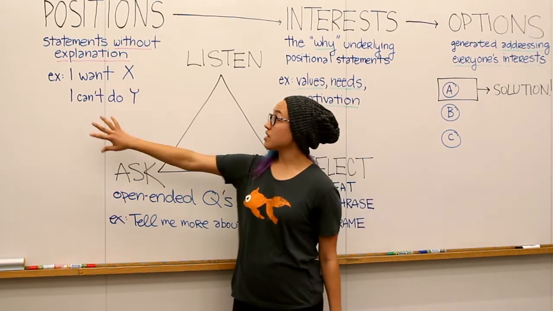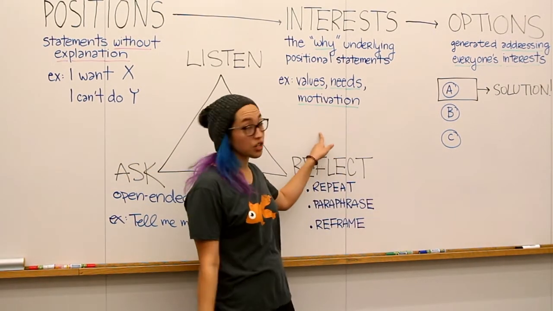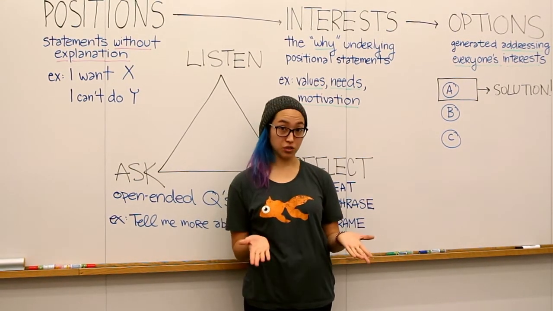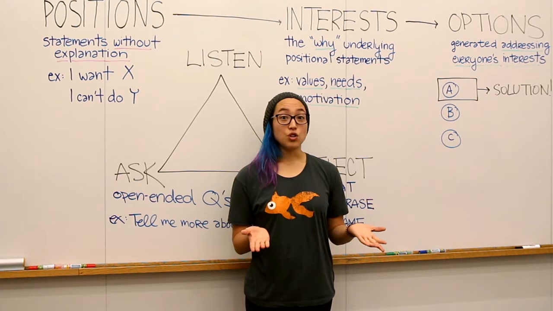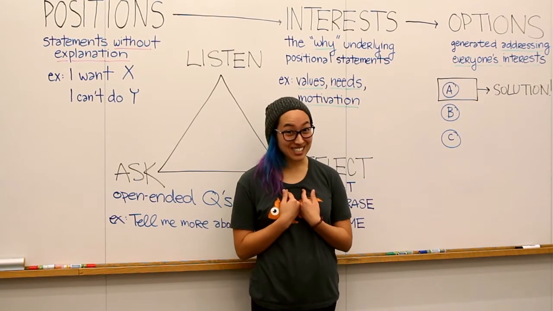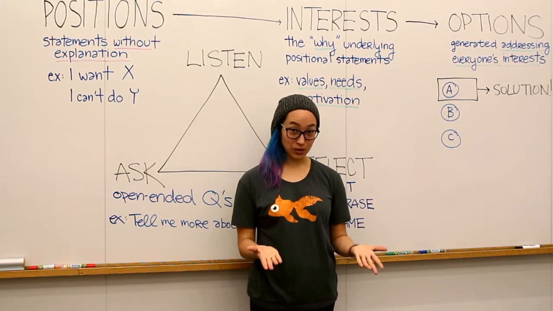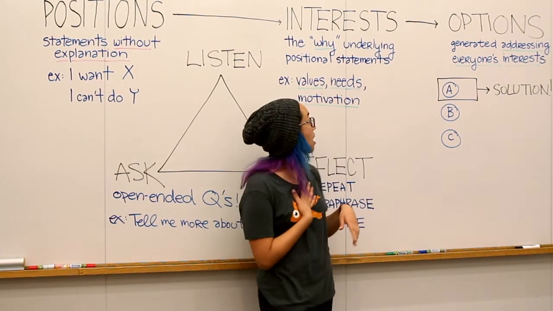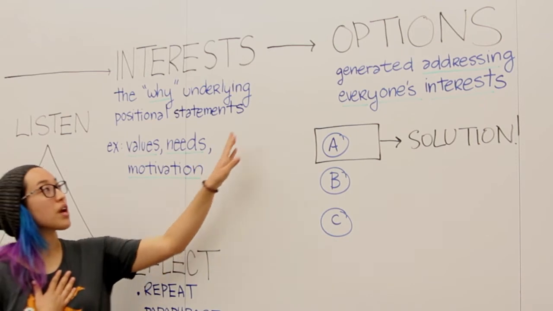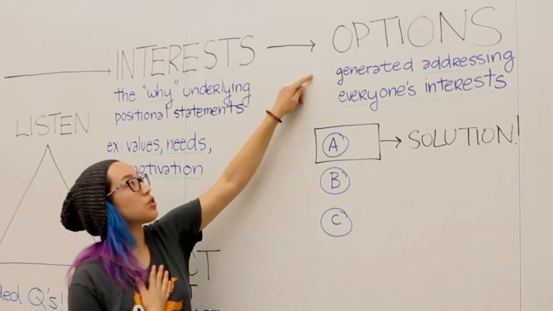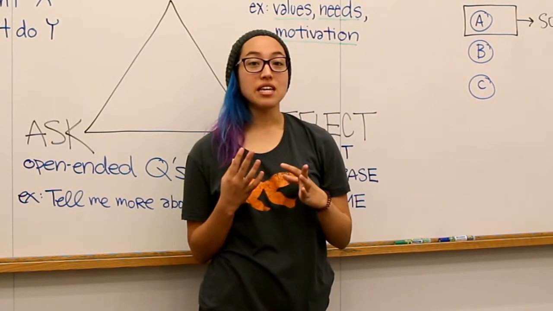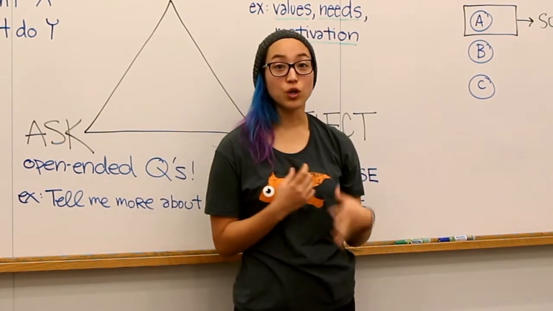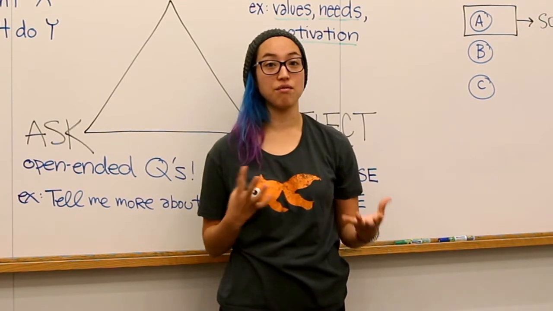So you would still need to move from positions to interests, to do the listening triangle to really figure out what everybody else is interested in. Then you would communicate your interests so that everybody else also understands what you want out of whatever it is that you want to do. And then you would generate options. And so these are strategies that would meet your interests and everyone else's interests. And you would co-create that together with everybody involved.